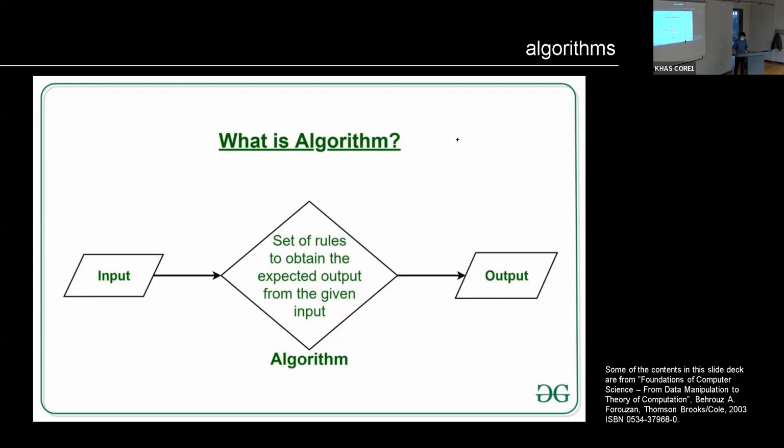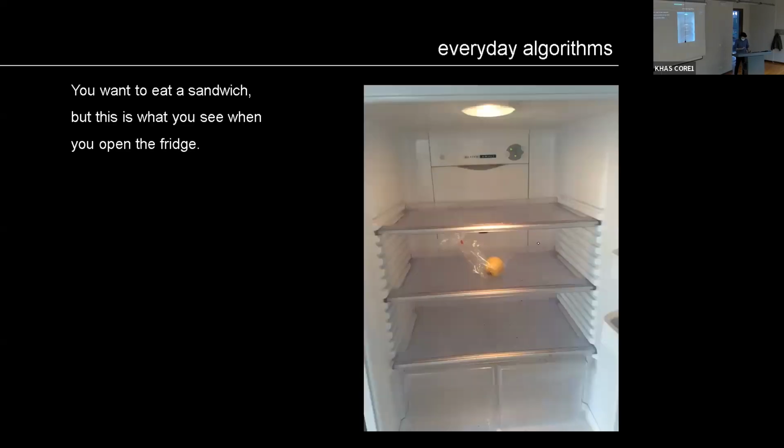First, let's go a couple of steps back and remind you what algorithms are, which you already know, but I will just remind you. And as I said, I'll just take you slowly forward to today's topic. So what's an algorithm? There's an input, there's an output, and there's something in between, which we call algorithm. And it's composed of a set of rules to obtain the expected output from the given input. This is a very rough definition of algorithms.